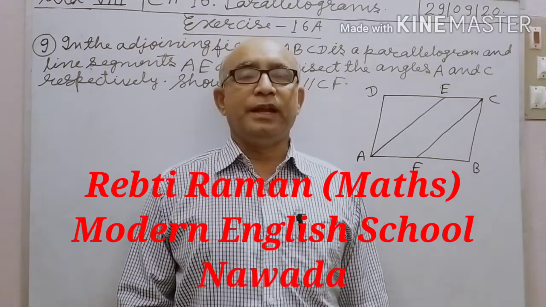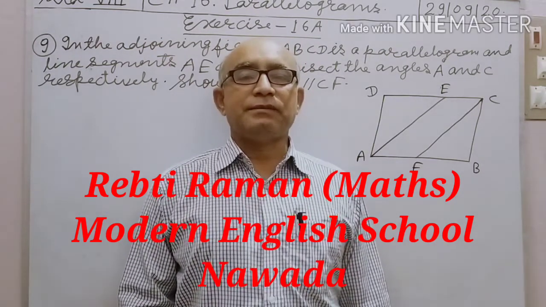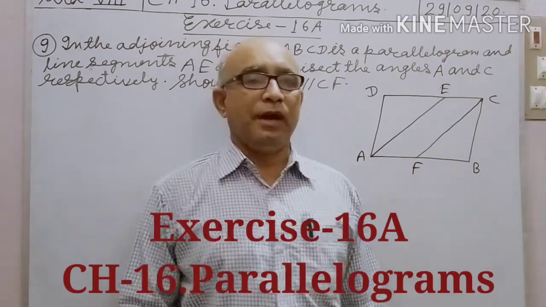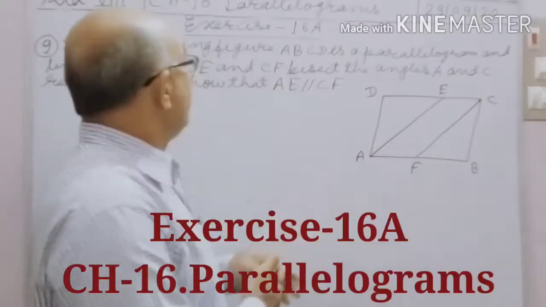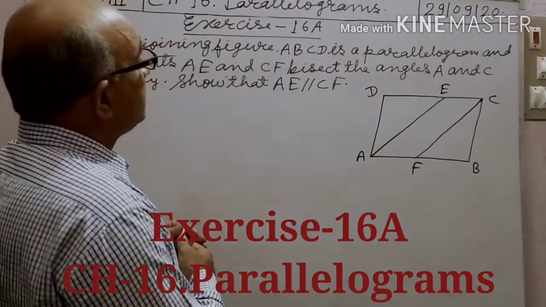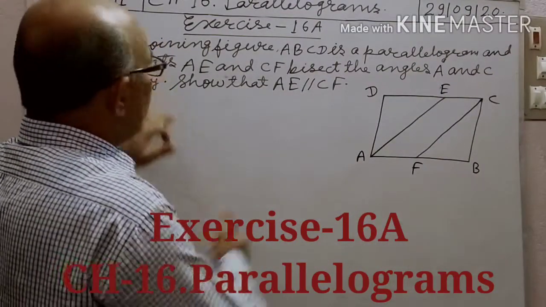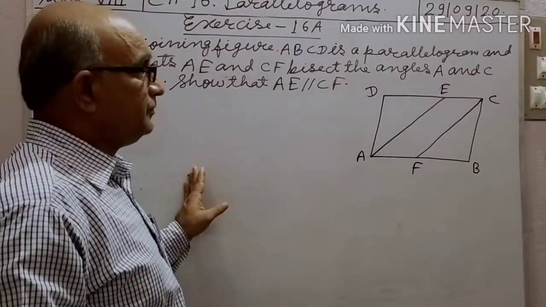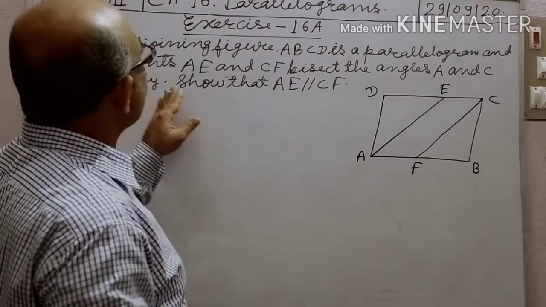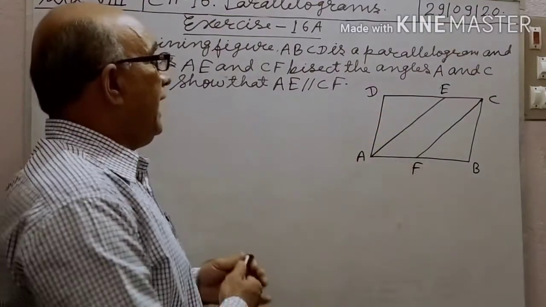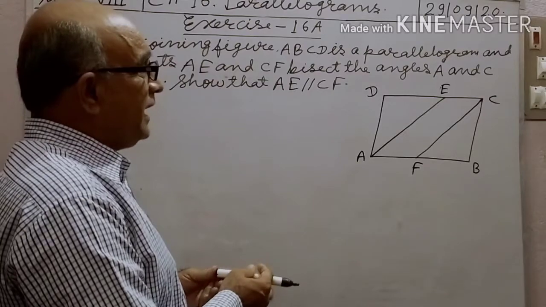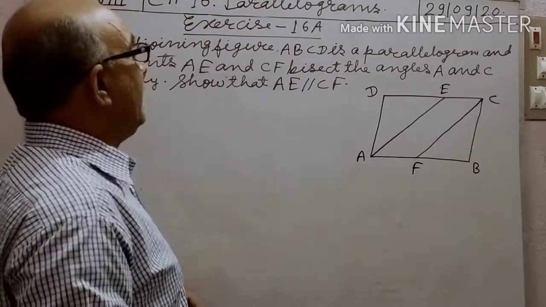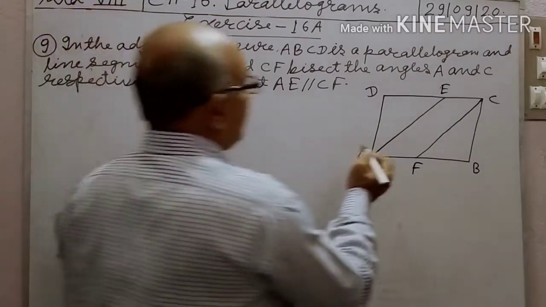Students, today I shall solve exercise 16A of chapter 16, Parallelograms. One question is written here, question number 9. In this question, in the given figure, ABCD is a parallelogram and line segments AE and CF bisect the angles A and C respectively. Show that AE is parallel to CF.